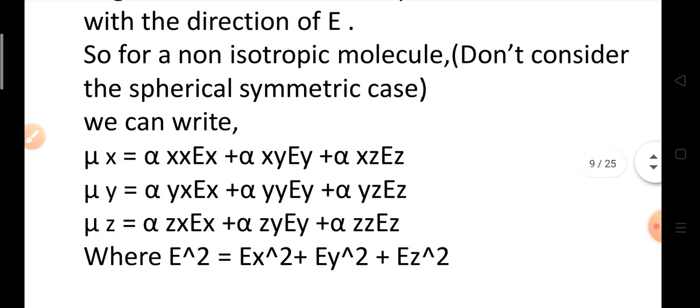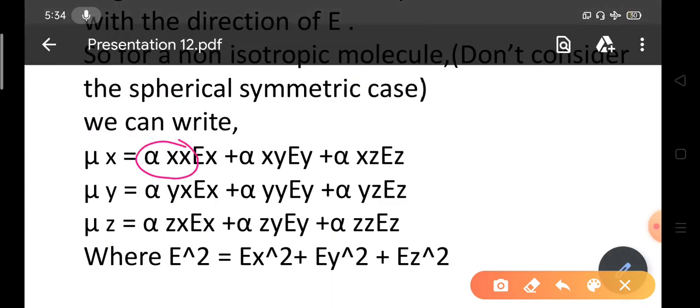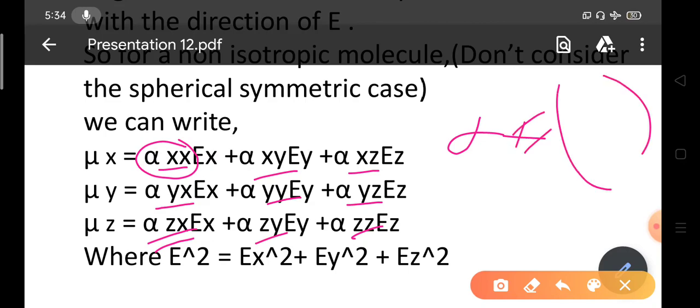So alpha is a tensor quantity. It is not a vector. That is, it can have a total of 9 components. Along x it can be alpha xx, alpha xy, alpha xz, and for y, alpha yx, alpha yy, alpha yz, and the z component can be written as alpha zx, alpha zy, alpha zz. That is, alpha you can write in terms of a matrix, where the first row will be alpha xx, alpha xy, alpha xz, then alpha yx, alpha yy, alpha yz, then alpha zx, alpha zy, alpha zz.